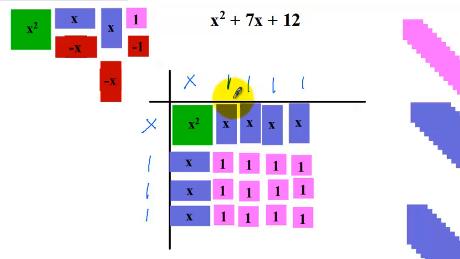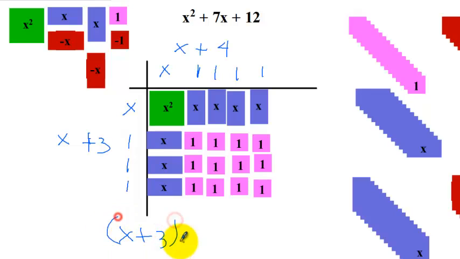So based on this, we will now be able to get the factors. I will have x plus 1, 2, 3, 4. And then here I have x plus 1, 2, 3. So x squared plus 7x plus 12 can be factored using these tiles as x plus 3 times x plus 4.